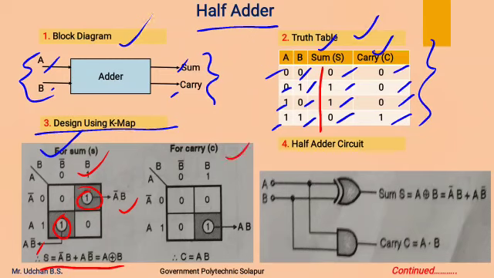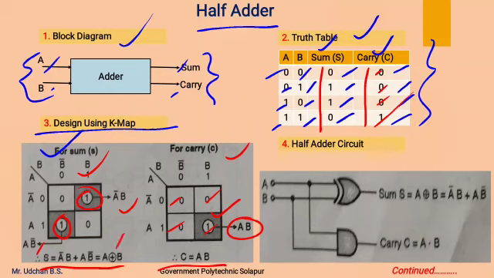Now for carry, we are going to enter these entries into the K-map, that is 0 0 0 1. We already studied how to enter the output from the truth table to the K-map. The same procedure is followed over here. Now here also we cannot get an octet, quad or pair, so we will write the equation for this one, that is the term AB. So we will get the equation for carry as AB.